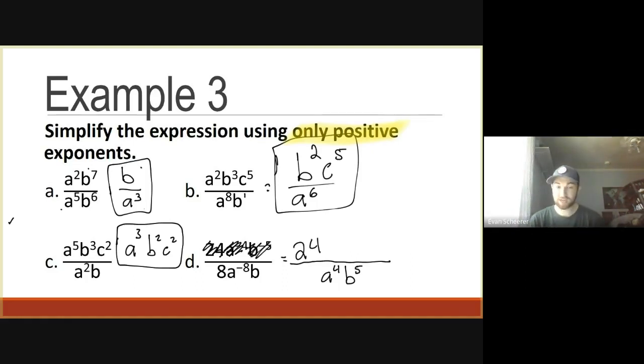Right? So now I finished the top. Let's look at the bottom. So 8 stays the same. A to the negative eighth. I don't like that. So I'm going to move it to the top and make it positive.